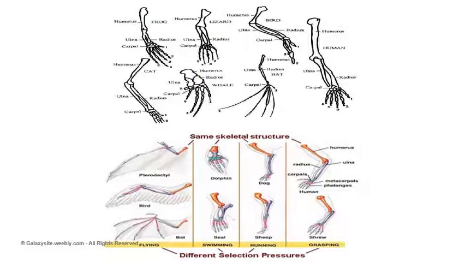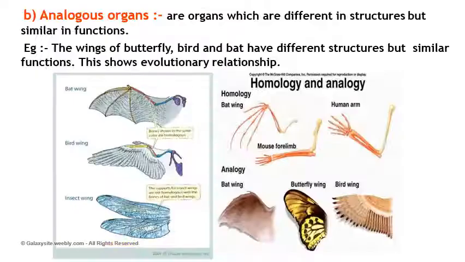You can see the same skeletal structure in all the cases, and the use of it is different in different groups of species. Analogous organs. These are the organs which are different in structure but similar in function. Example, wings of butterfly, bird and bat. They have different structures but they have a similar function, flying.